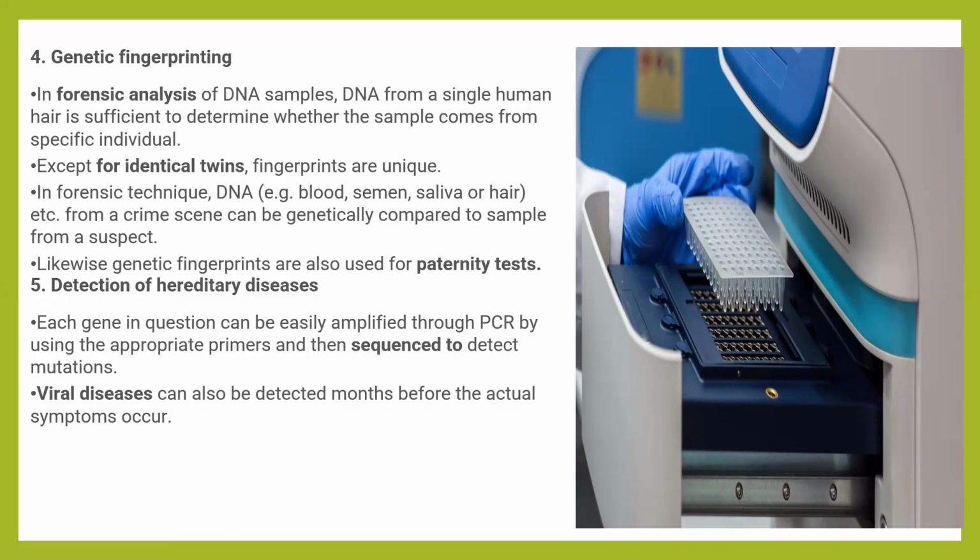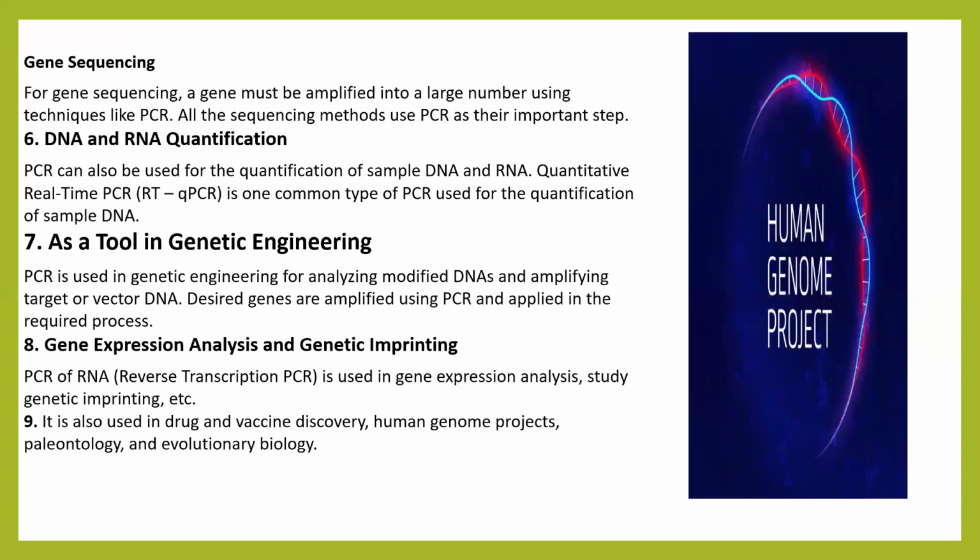Each gene in question can be easily amplified through PCR by using the appropriate primers and then sequenced to detect mutation. So it helps in detecting the mutation, also to know about the different types of diseases. Viral diseases can also be detected months before the actual symptoms occur. So it is also important to diagnose the different types of viral diseases with the help of PCR. It is also helpful in gene sequencing. For gene sequencing, a gene must be amplified into a large number using a technique like PCR. So PCR helps in the amplification process and plays a very important role in gene sequencing.